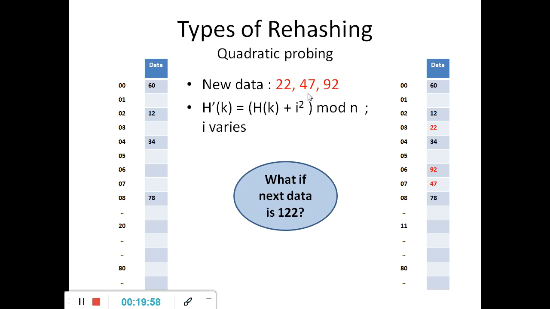Let me consider 47. So 47 mod 10 is going to be 7. So we go to location 7 and we find that there is a free slot. We simply save it. What about 92?